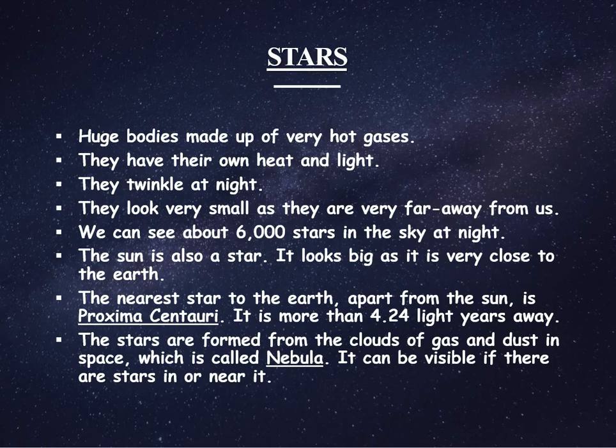The sun is also a star. It looks big as it is very close to the earth. Okay? The stars look small, but the sun being a star looks big. Why? Because the stars which we see are very far away from us, but the sun is very close to our planet. That is why it looks big. The nearest star to the earth apart from the sun is Proxima Centauri. It is more than 4.24 light years away.